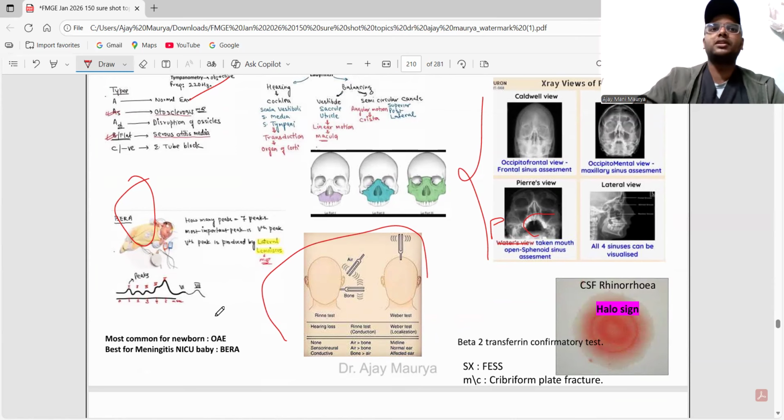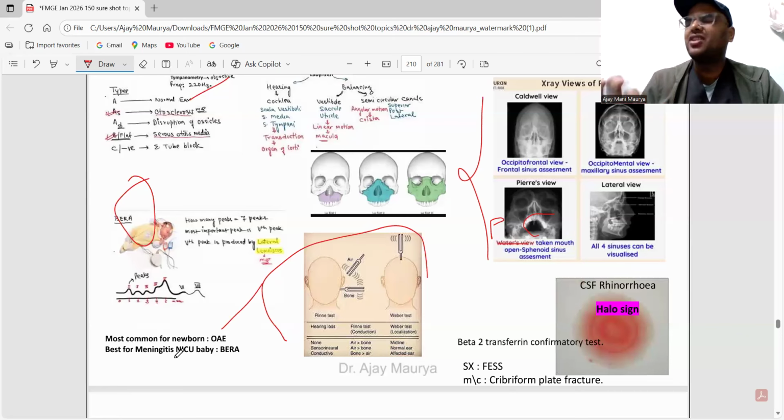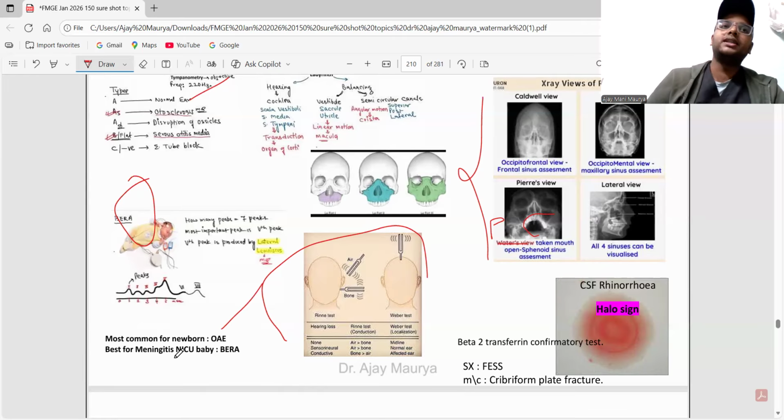Actually, if they ask you what is the most common test for the newborn, it is the OAE. But if they ask particularly for the meningitis baby or an NICU baby or anything which is associated with the SNHL, it's going to be the BERA only.